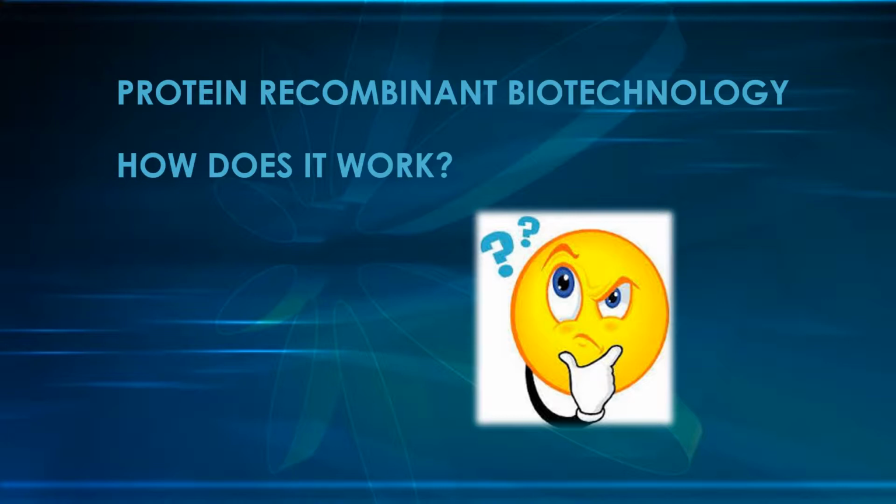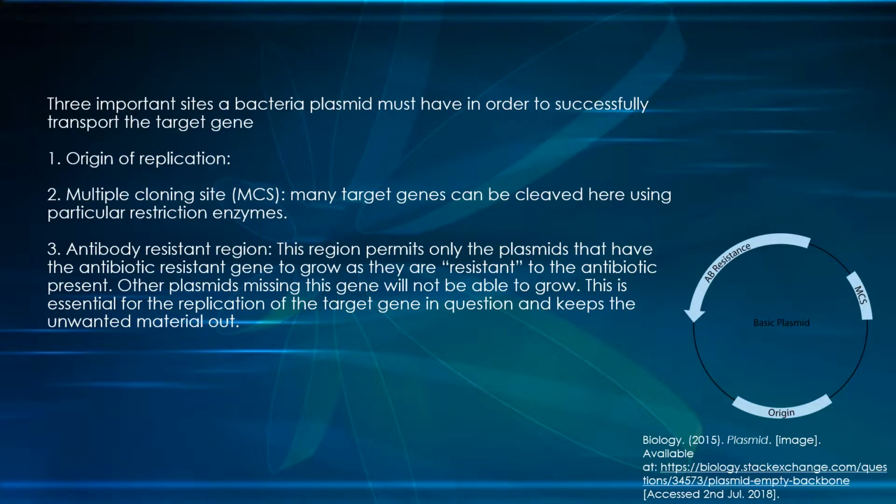Hi everyone, Beth here. I will be taking you through the process of protein recombinant biotechnology. So there are three important sites a bacterial plasmid must have in order to successfully transport the target gene. The first one is the origin of replication. This is the initiation site, and this is the site that actually allows for the cloning of foreign DNA to occur, which is down the bottom of our diagram.